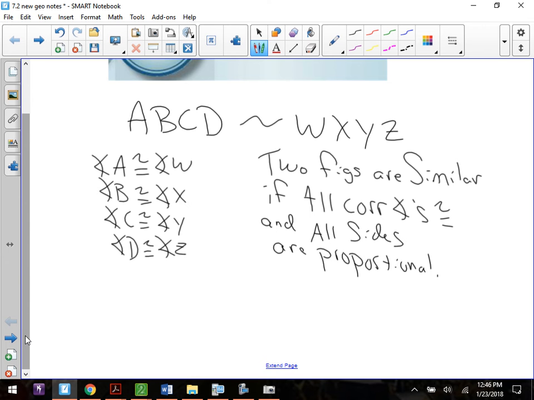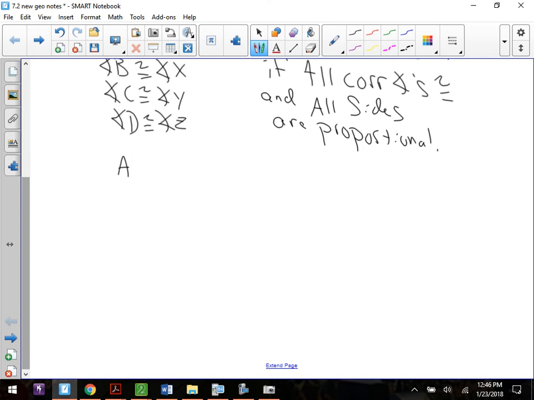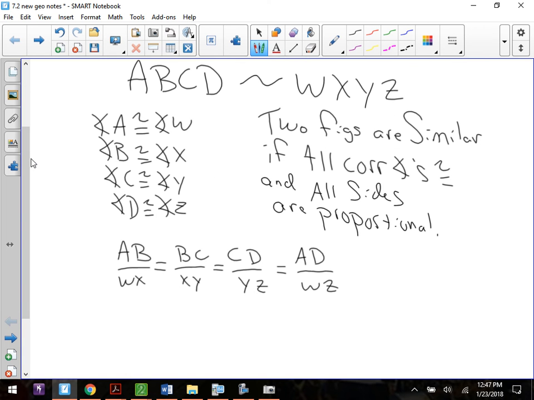In order to be similar, you have to have all corresponding angles congruent, and all the corresponding sides have the same ratio. That's what makes it work. That's what a similarity statement looks like.